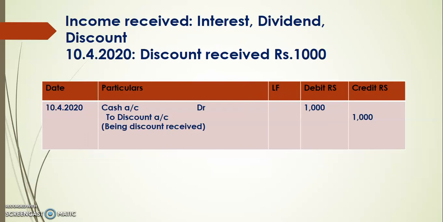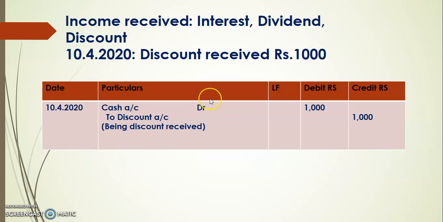The next one, income received. Any type of income that you receive from outside. At that time also cash comes inside, so you have to write a journal entry, cash account debtor to some head of income account. The income like interest, dividend, discount. So you have to write cash account debtor to the particular income account.